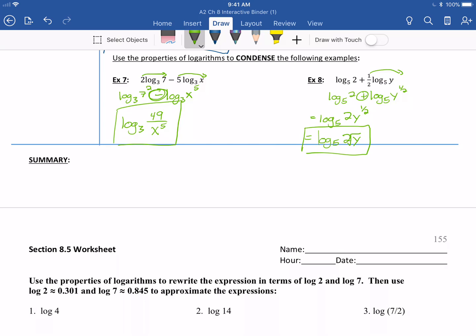You can only have one log in your answer. And like I said, once we do section 8.6, hopefully this will start to make sense about why we're doing these things.